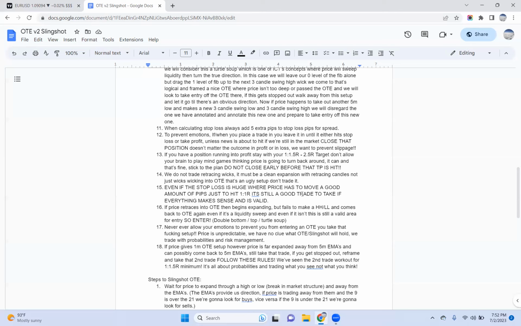We do not trade retracing wicks. It must be a clean expansion with retracing candles, not just wicks wicking into OTE. That's an ugly setup. Don't trade it, okay? Now, even if the stop loss is huge, where price has a good amount of pips just to hit 1 to 1R, it is still a good trade to take if everything makes sense and it is valid, okay?